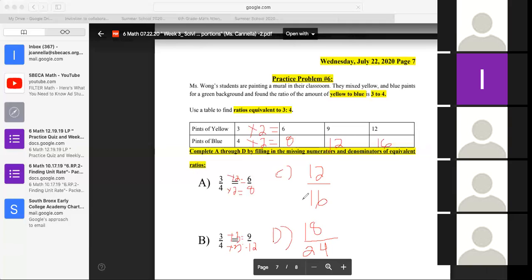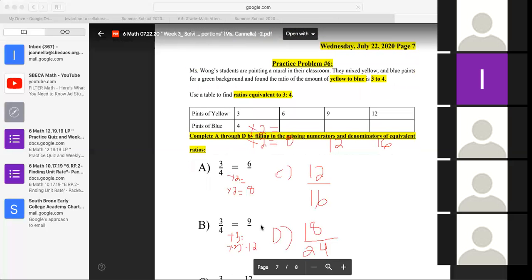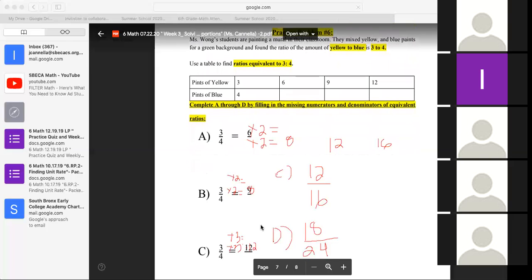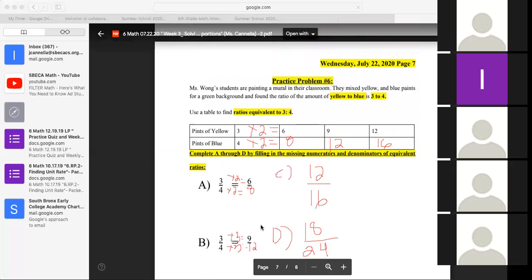Preguntas, questions. So if you scroll down to the bottom of your page, I'm just going to show you. You see C and D there. Again, how I got the 12 is I multiplied 3 times 4 to get 12, and then 4 times 4 gives me 16. And I had 3 over 4. So 3 times 6 is 18, and 4 times 6 is 24. If you scroll down, I can't do that because then the paper gets messed up.